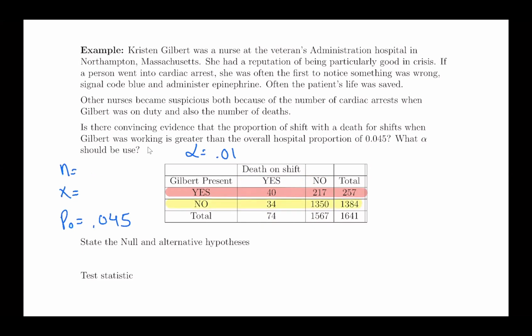All right, let's do that again. Which one should I use? Should I use the red one when it says yes, she was present, or should I use the yellow one when it says no, she was not present?